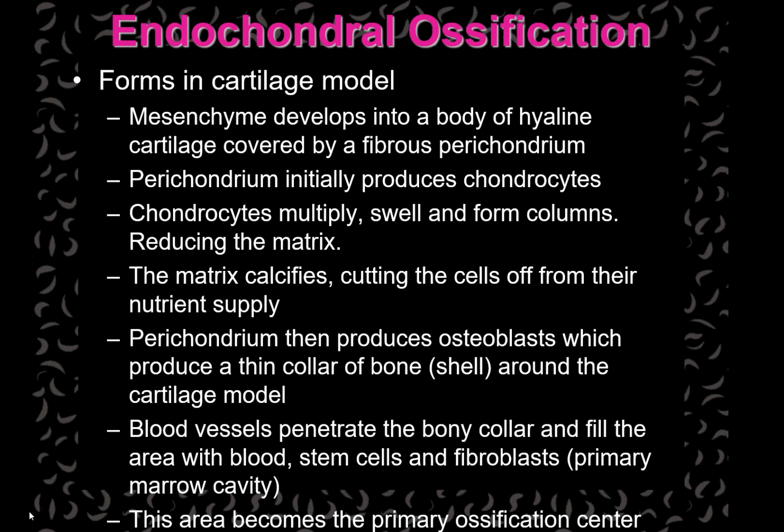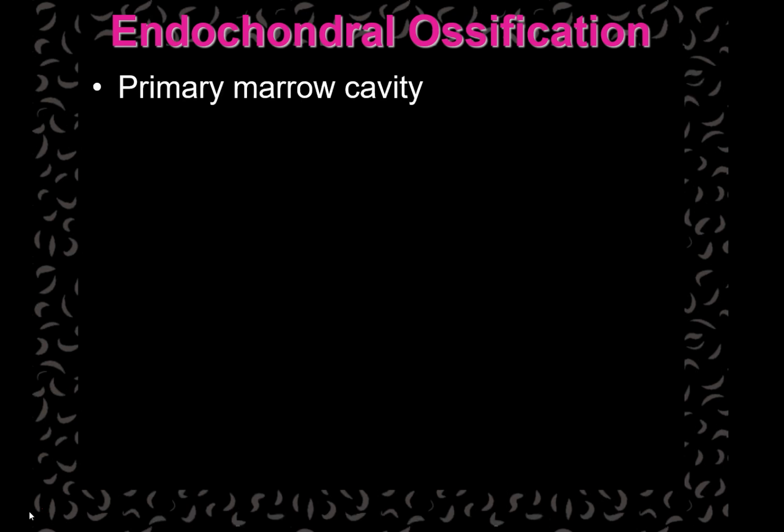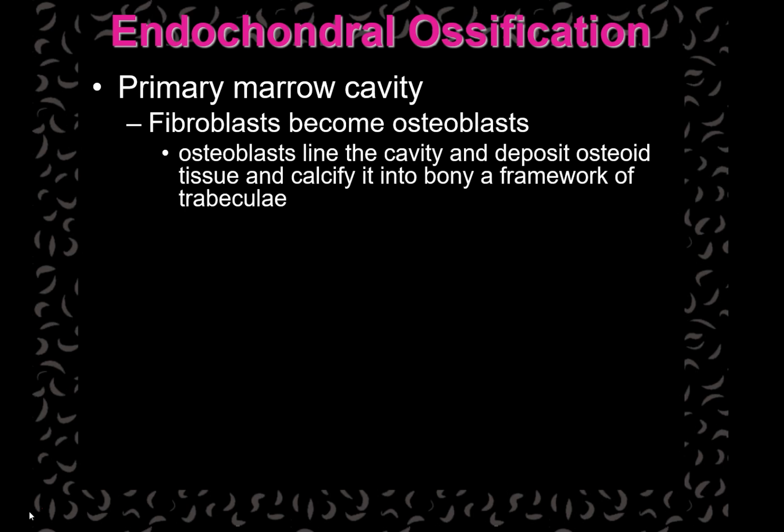Okay. So the next steps I've already told you, but we'll hit them anyway so you get them in your notes. The fibroblasts become osteoblasts. Osteoblasts do what osteoblasts do. They're going to deposit osteoid tissue, bone. Okay? They're going to produce the collagen fibers. They're going to put calcium phosphate in it. It's going to crystallize to hydroxyapatite. Okay? And this is going to start to form a bony framework of trabeculae in the center of that cartilage model.